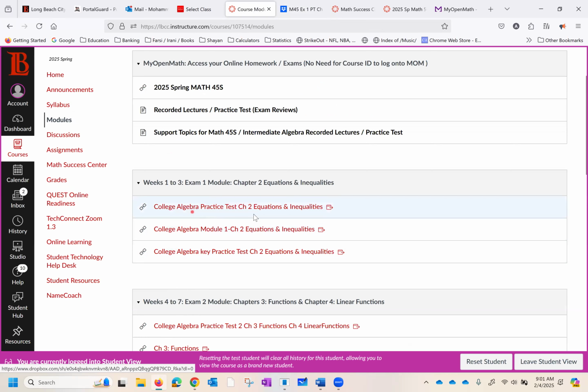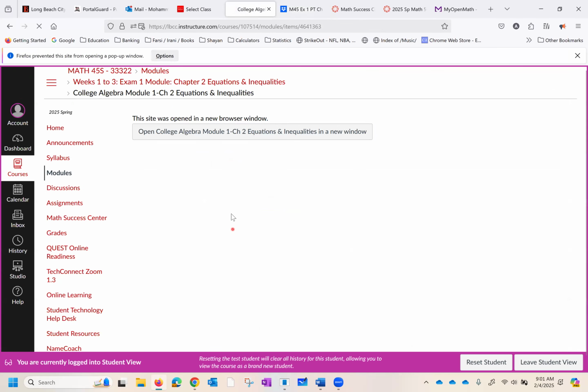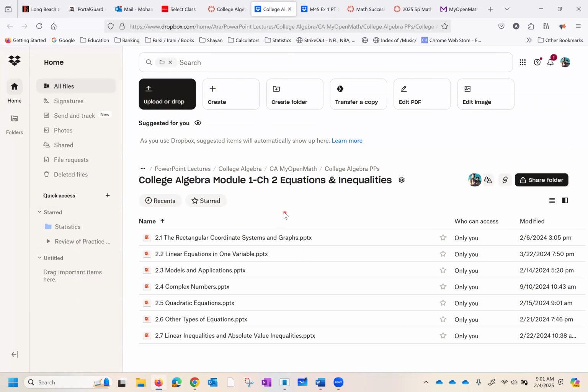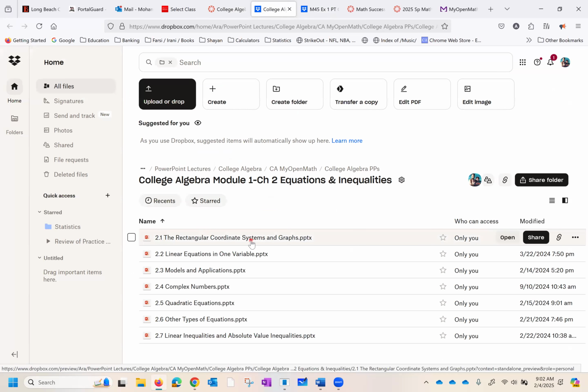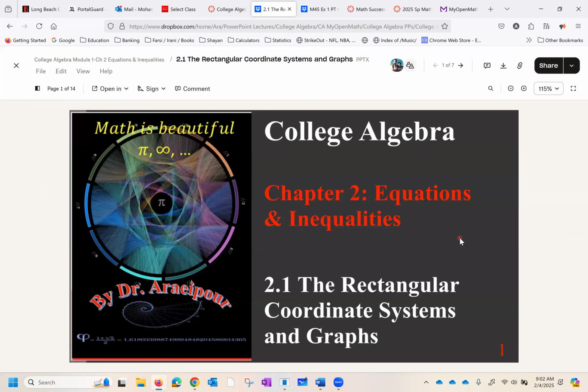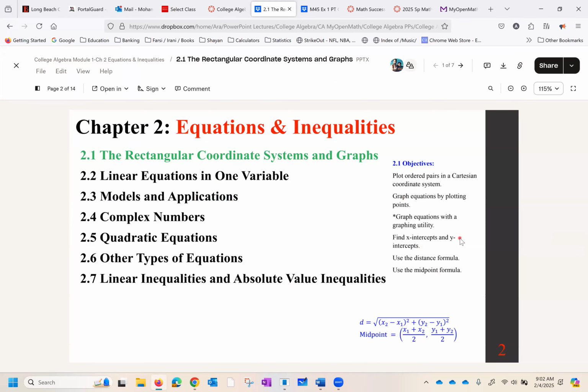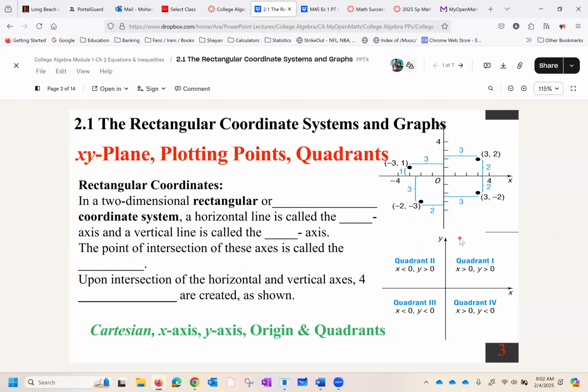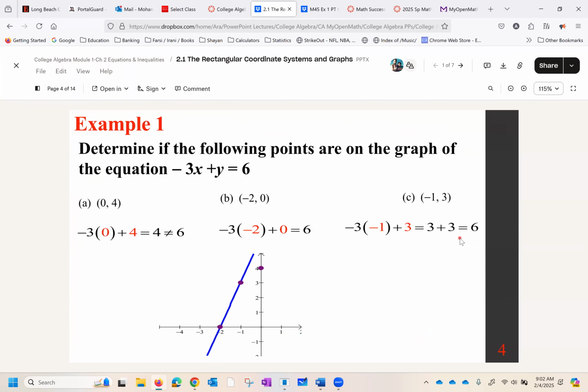The next one, so first we have the practice test. The next one, the lecture PowerPoints. So if you click on any of them, you can open it. You can download it, and if you put that in slide mode, you don't see the entire page. For example, you get to an example, you just see the example and then step-by-step solution. If you don't put it in slide mode, the entire page shows up. So we have the PowerPoints.